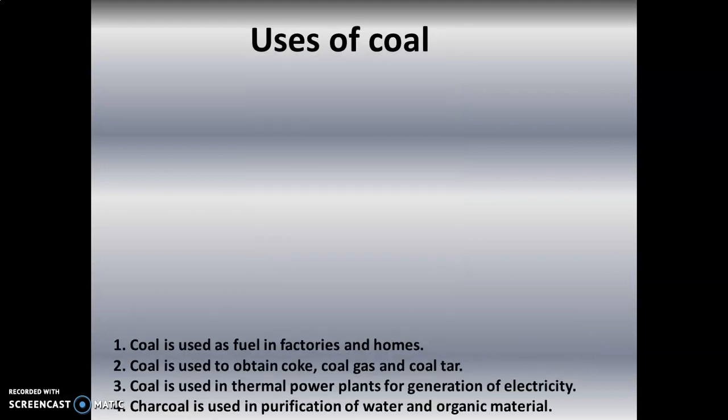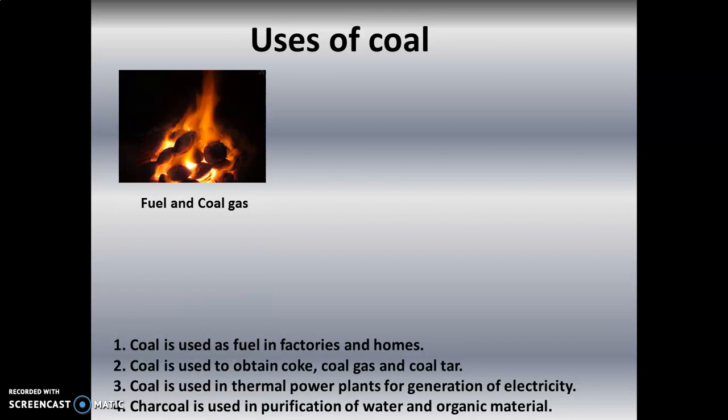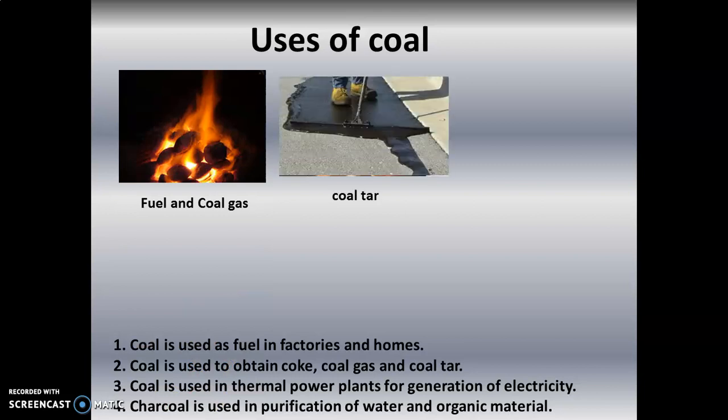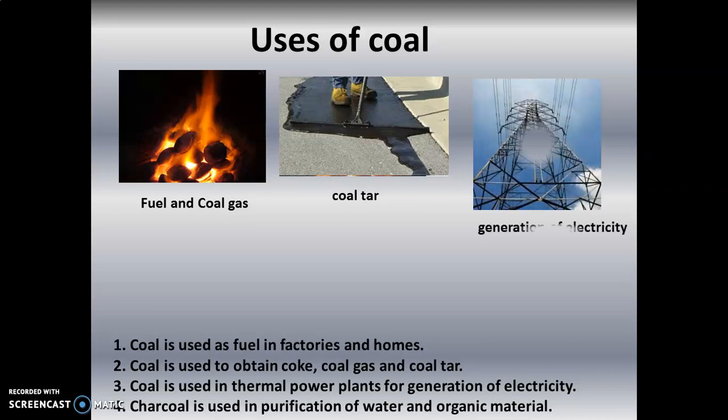Now coal is used as a fuel in factories and homes. It is used for obtaining coke, coal gas and coal tar. Coke is not the Coca-Cola that you drink. That is a fuel. Then coal gas is also a fuel. Then coal tar we use for the roads. It is used in thermal power plants for generation of electricity. Charcoal is used in the purification of water and organic material.